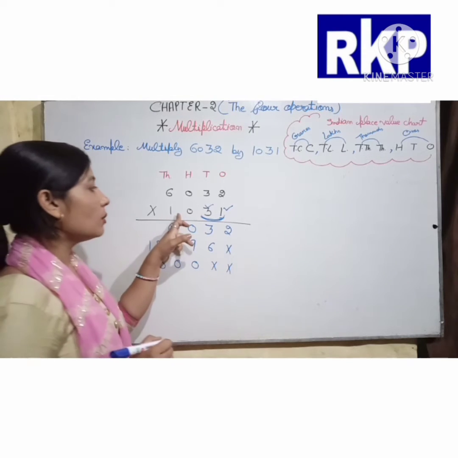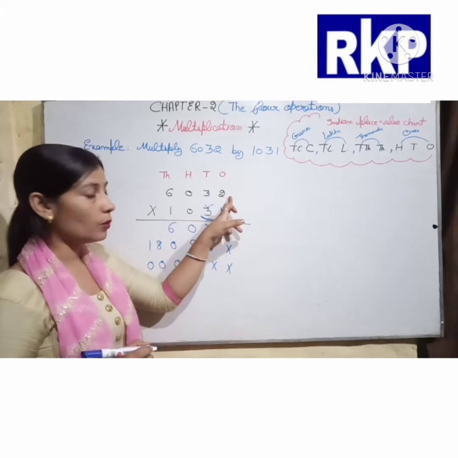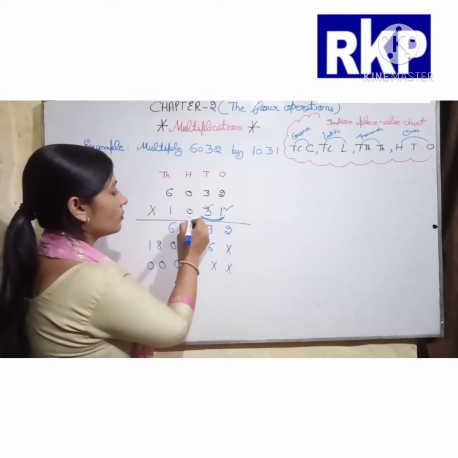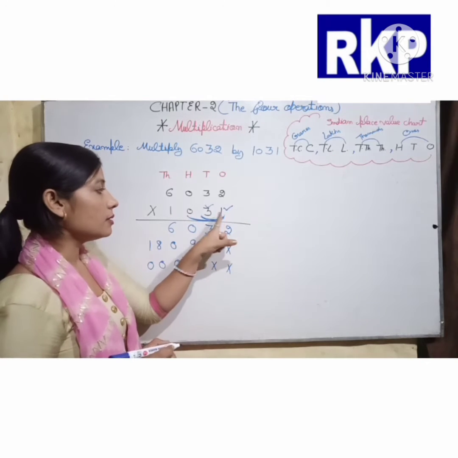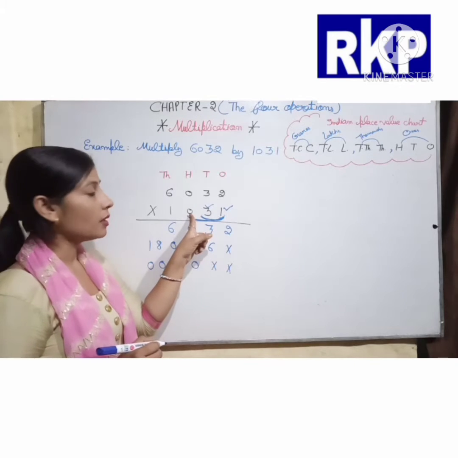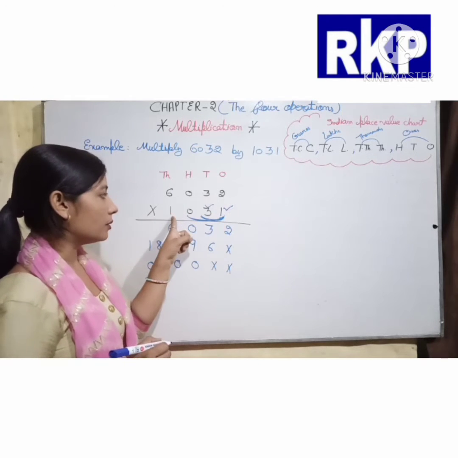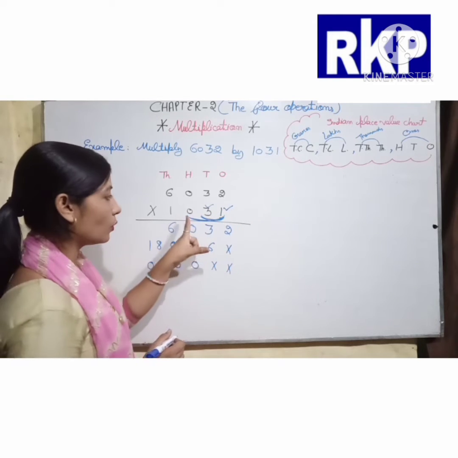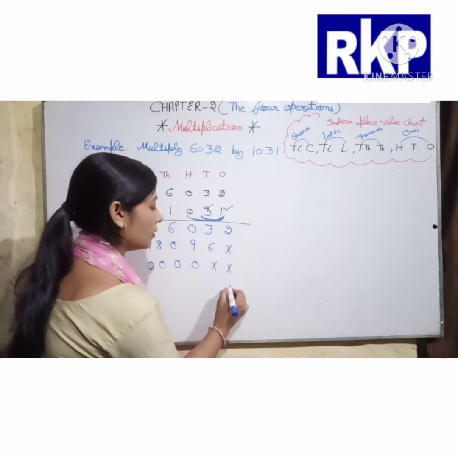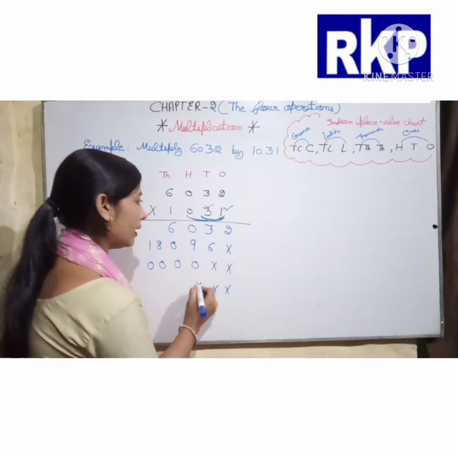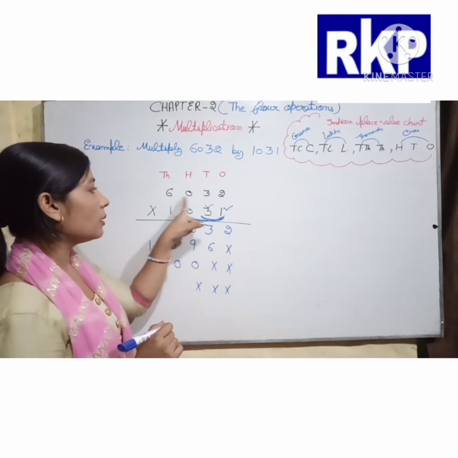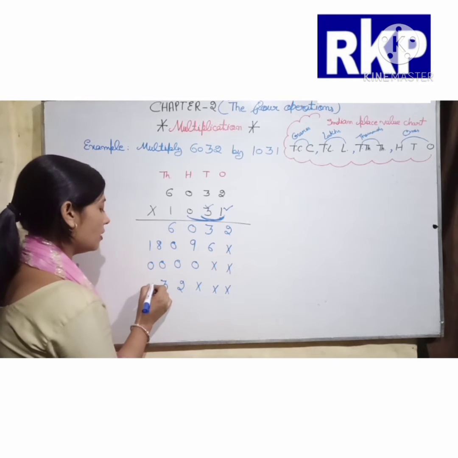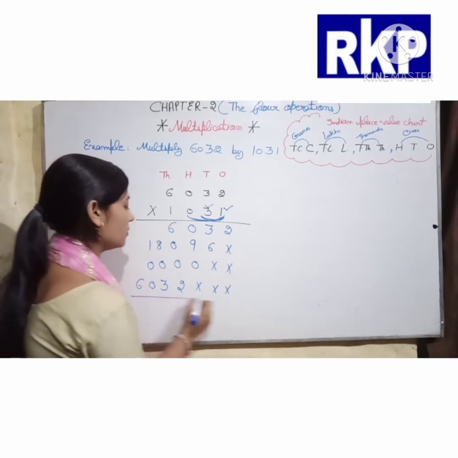Now we have to multiply 6032 with the next digit. Now we have multiplied with these 3 digits, the ones, tens and hundreds place digits. Now we have to multiply this number with 1. So we have to put 3 crosses for these 3 digits from the right side. Now we have to multiply this with 1. 1 twos are 2, 1 threes are 3, 1 zeros are 0, 1 sixes are 6.